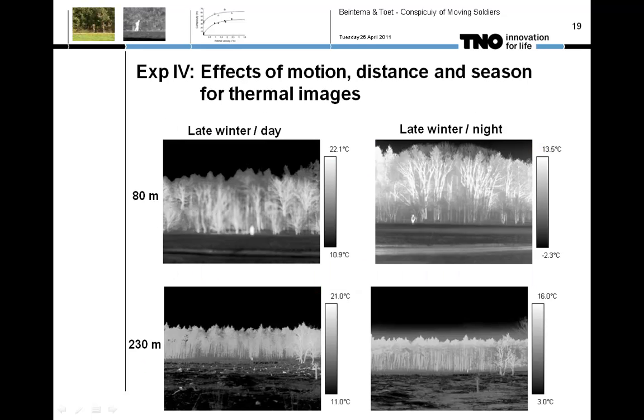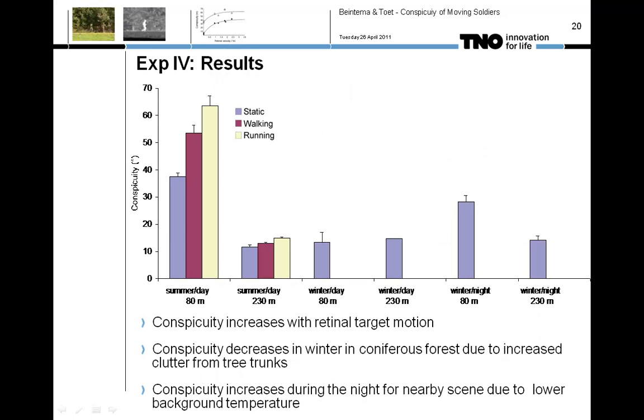The effect of motion was also measured for thermal motion sequences that were captured during the field trials at 2 locations: a deciduous forest at a viewing distance of 80 meters and a pine tree forest at a viewing distance of 230 meters. For static images we also tested the effect of season and the differences between day and night. The results show various interesting effects of motion, viewing distance and season.